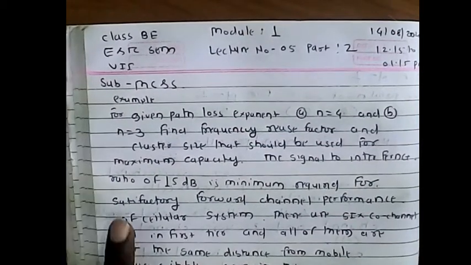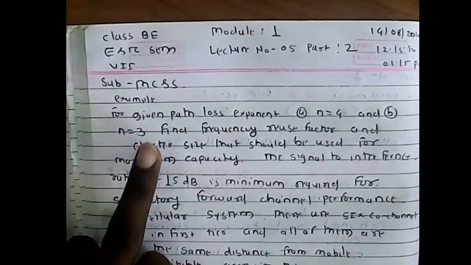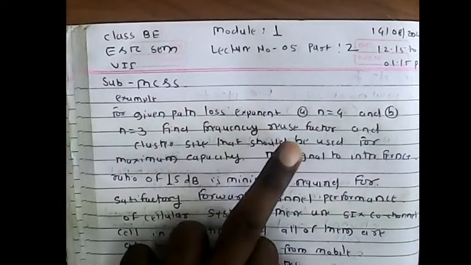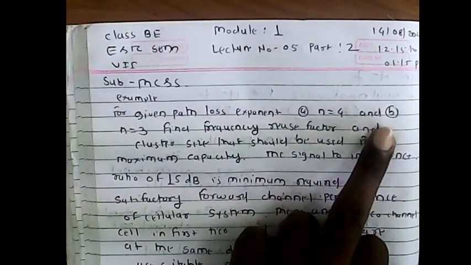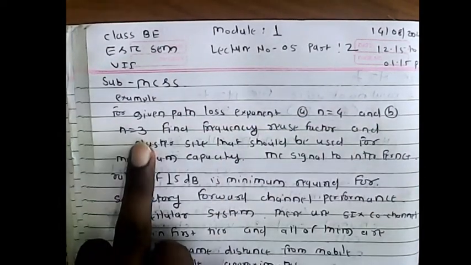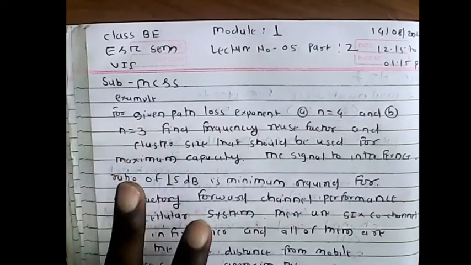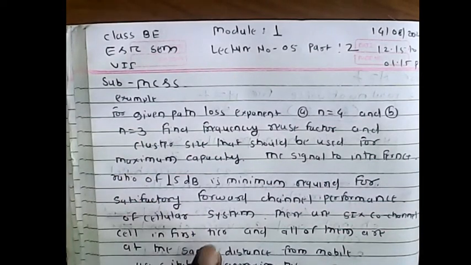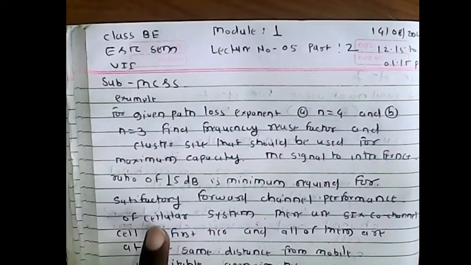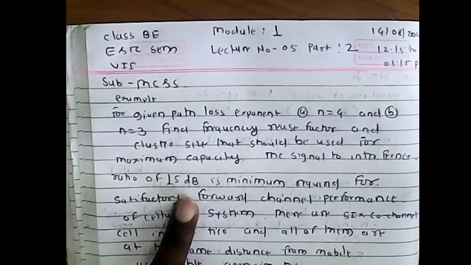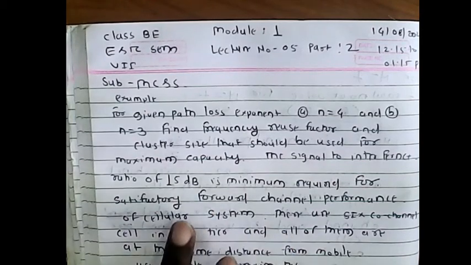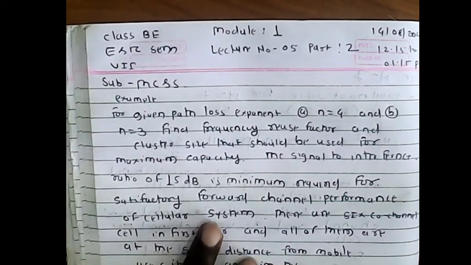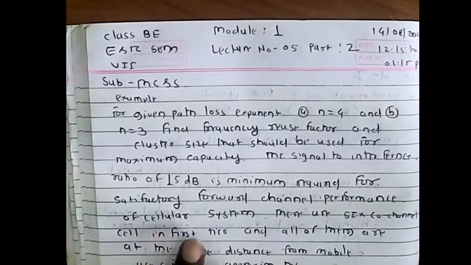So consider, for a given path loss exponent, that is small n equal to 4 and n equal to 3, there are two path loss components. Find the frequency reuse factor, that is capital Q, and the cluster size that should be used for maximum capacity. The signal to interference ratio, S/I, is 15 dB, which is the minimum required for satisfactory forward channel performance of the cellular system.